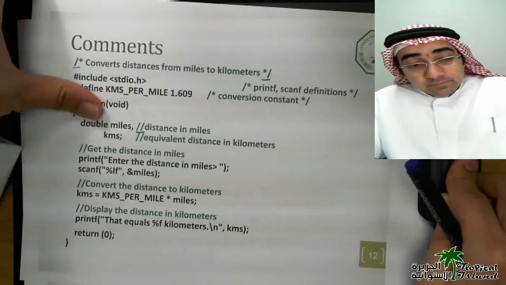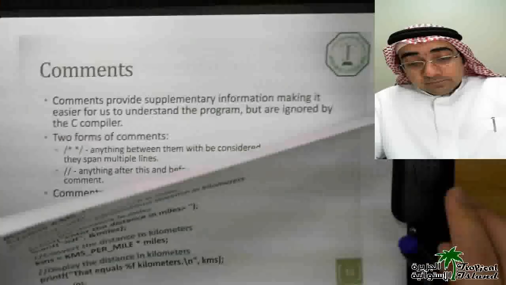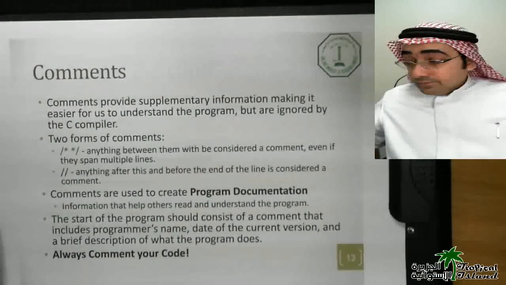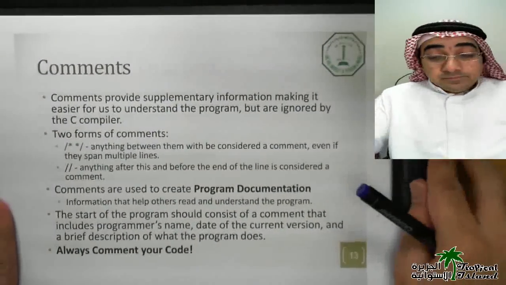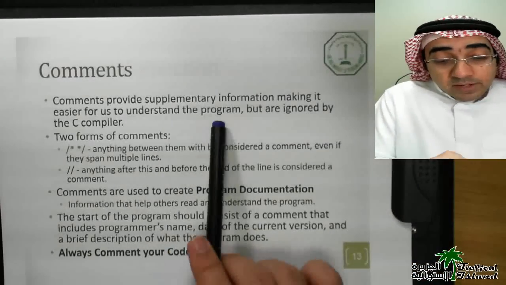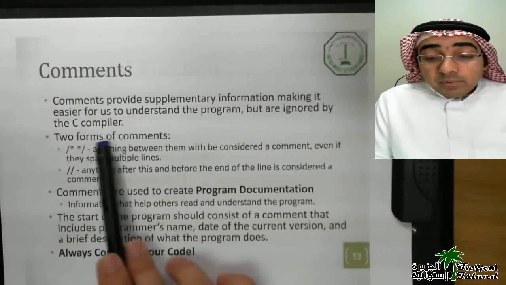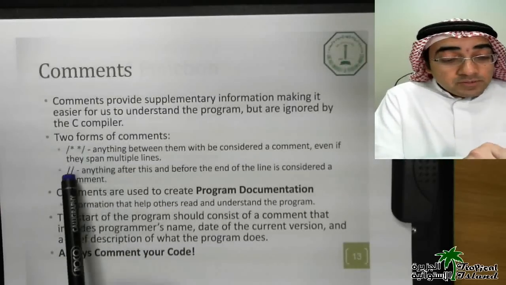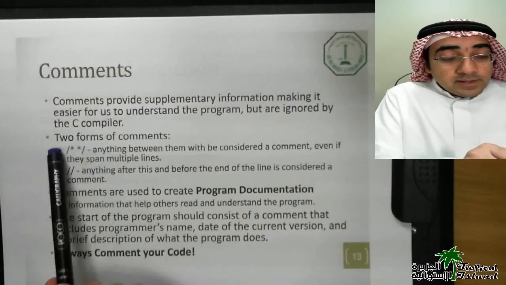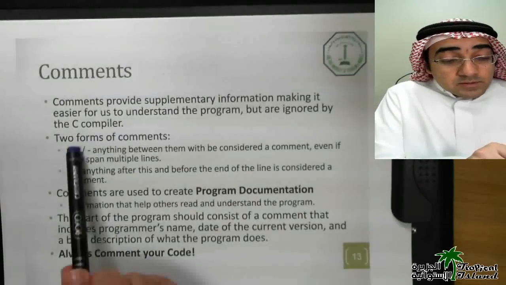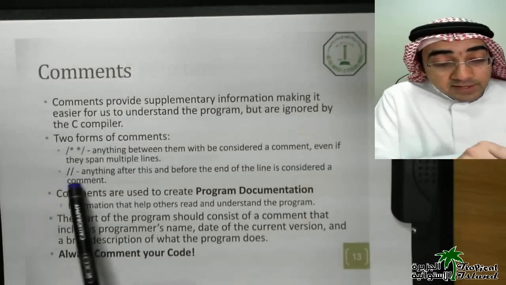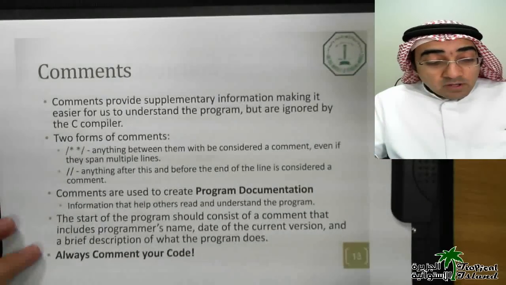Okay, let's move on. We are talking about comments. They provide supplementary information, making it easier for the user to understand the program, but are ignored by the C compiler. So you have the slash star, star slash, and whatever is between them is a comment, and slash slash goes to the end of the line and makes a comment.